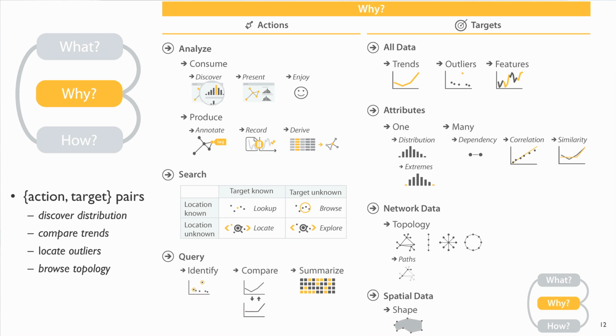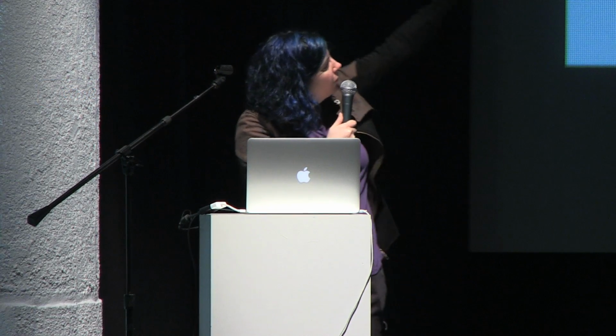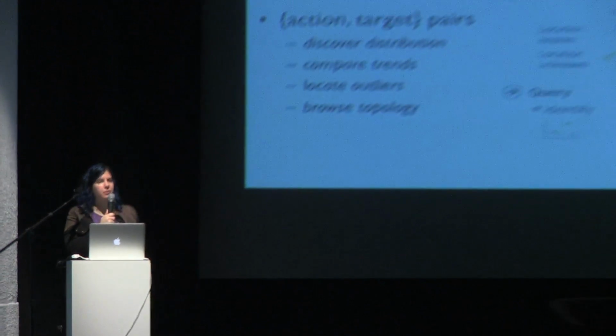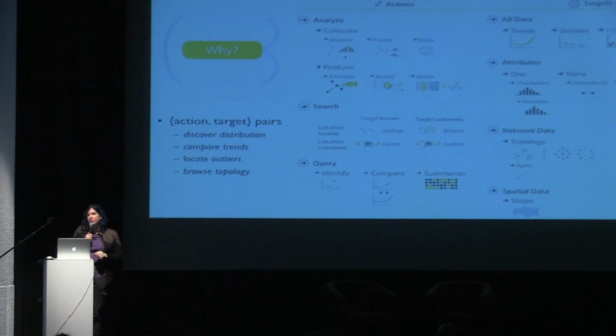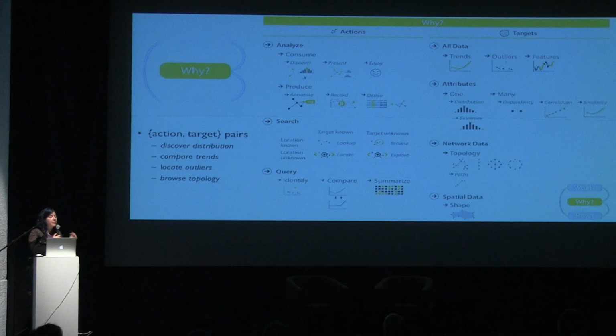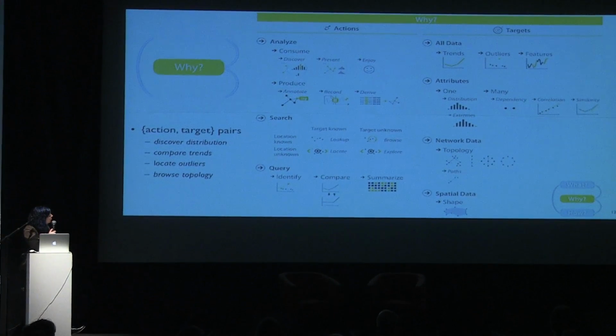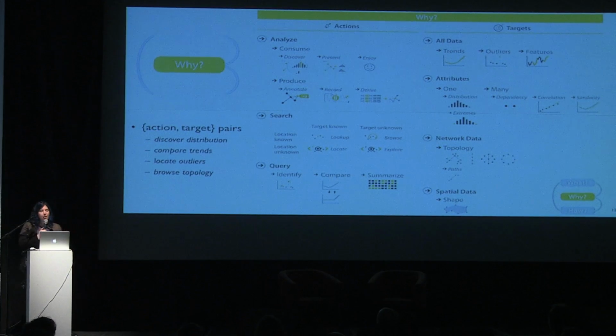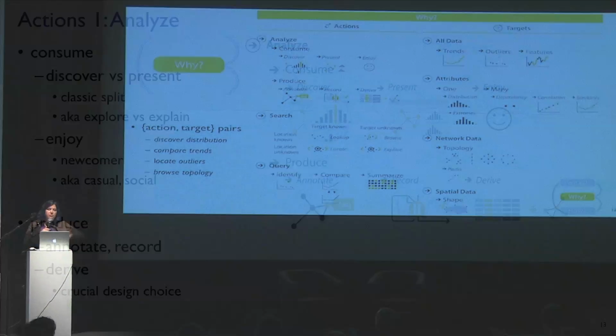Why are you looking at data in a vocabulary that's independent of any particular domain? So let's actually step through this a bit. Before we step through, what I want you to notice is just that there's a big column on the left, actions, and a big column on the right, targets. And if you start reading through descriptions of visualization, you'll often see these action target pairs. So phrases like discover a distribution, or compare trends, or locate outliers, or browse topology. These are these action target pairs. So let's think first about the actions and then the targets.